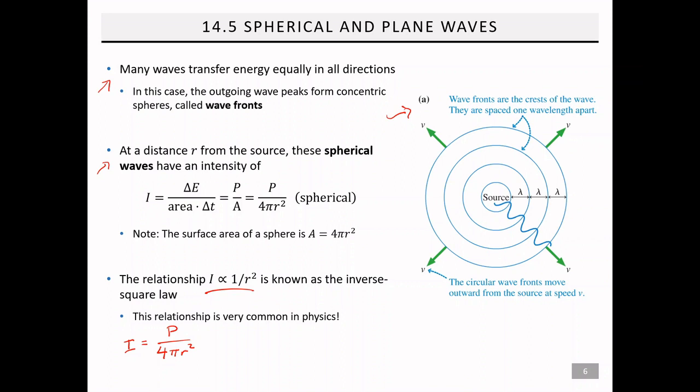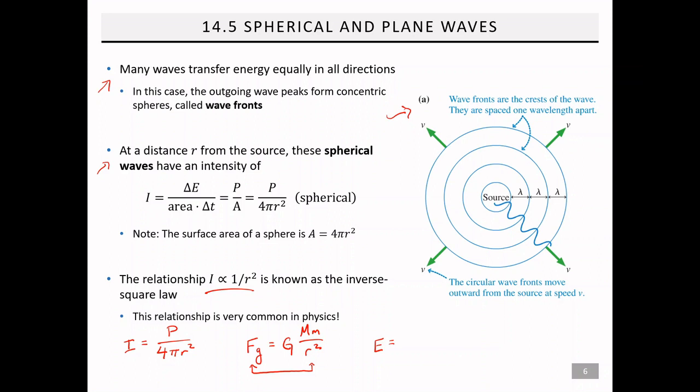Two cases that come to mind that we've seen in our physics class is for the force of gravity, Newton's universal law of gravitation, where you have capital G times the two masses divided by r squared. Here you have that the force of gravity is proportional to 1 over r squared, so that's an inverse square law.